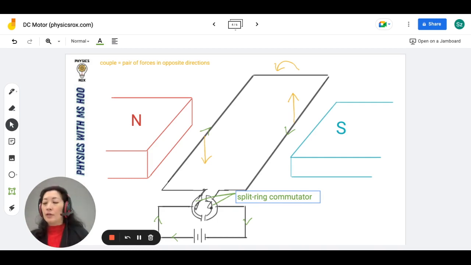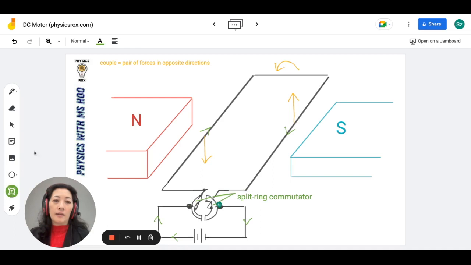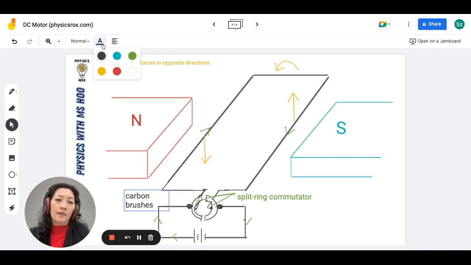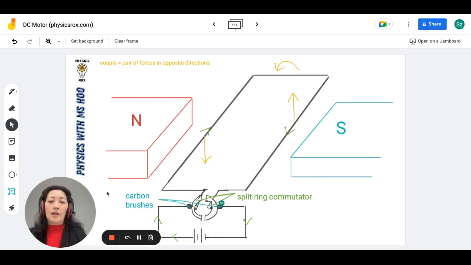To allow for continuous rotation, there must be a continuous connection with the current. So to allow the connection between the commutator and the circuit, the connection is used with carbon brushes. Carbon brushes here. Put it in different colors so that we can see the label. The carbon brushes are this and this. So what happens here is as this loop rotates, the split ring commutator will rotate together, and a connection of current between the loop and the circuit is made with the carbon brushes.